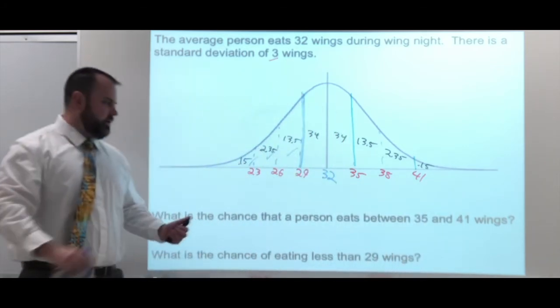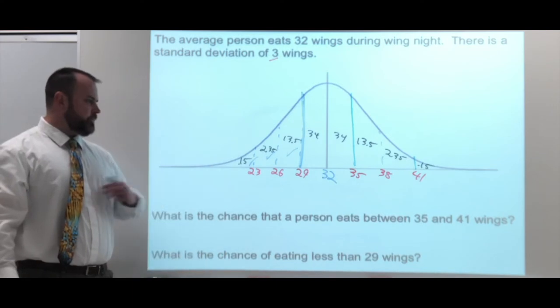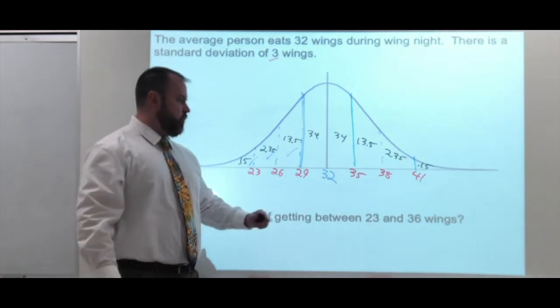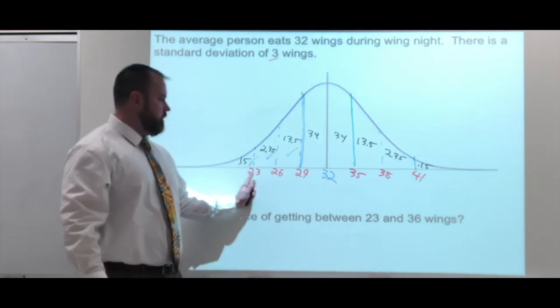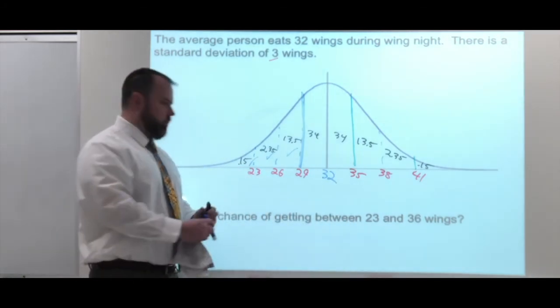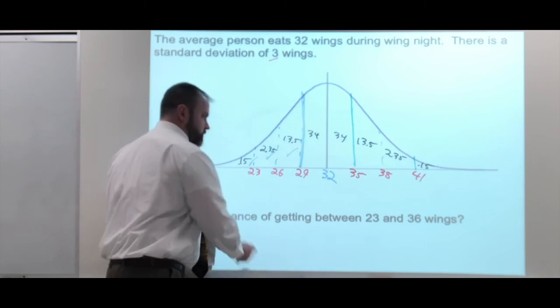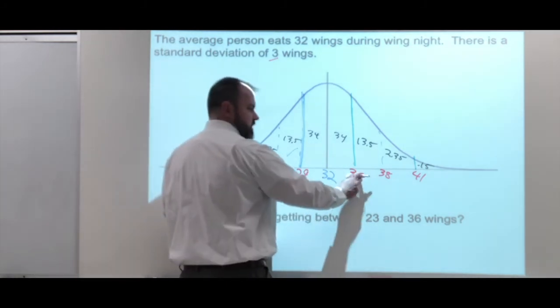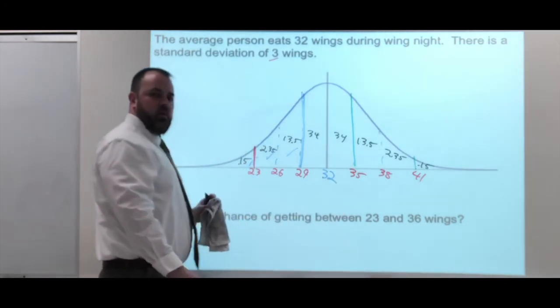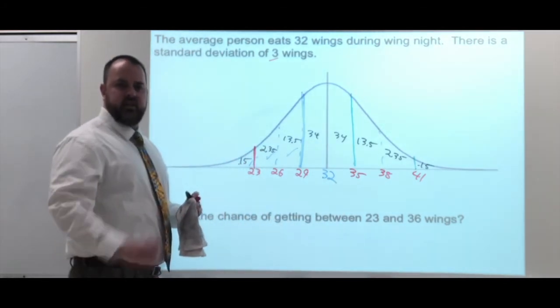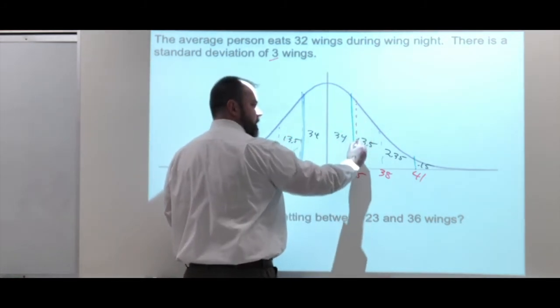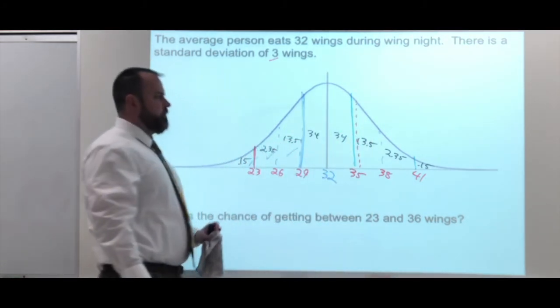Now, one downside to this method: what's the chance of getting between 23 and 36 wings? Well, 23 we have here on our chart. I'll do this one in red. But the 36 is not on our chart. That's not one of the numbers that falls directly on a standard deviation. If you're counting by standard deviation, you'd have to estimate. You'd probably be right about there somewhere.